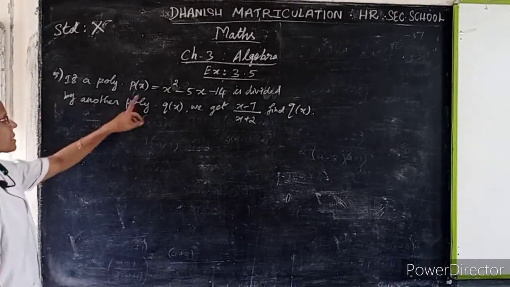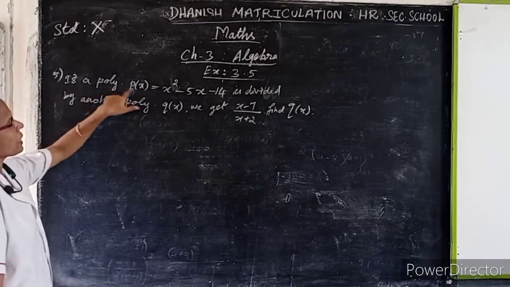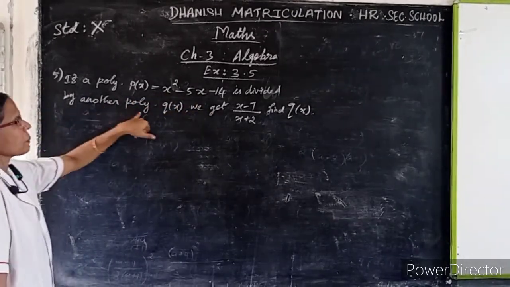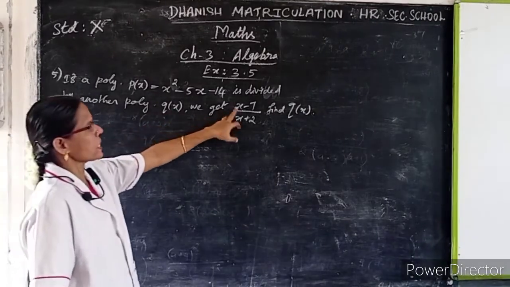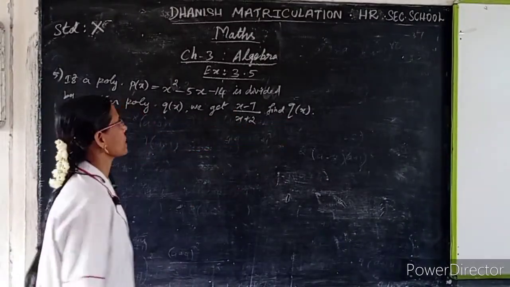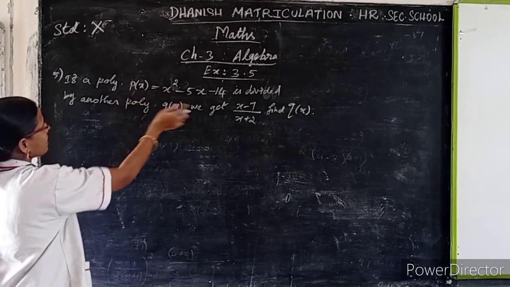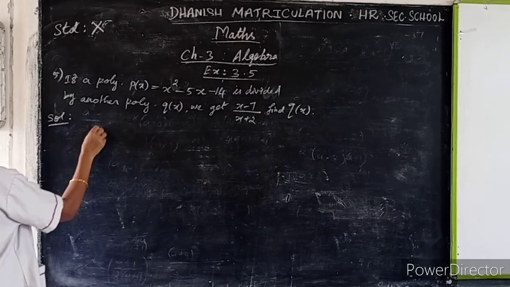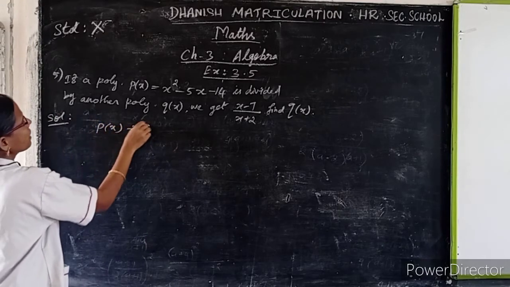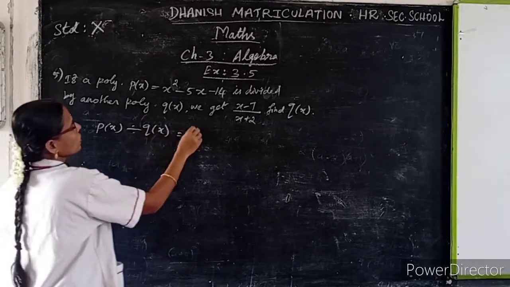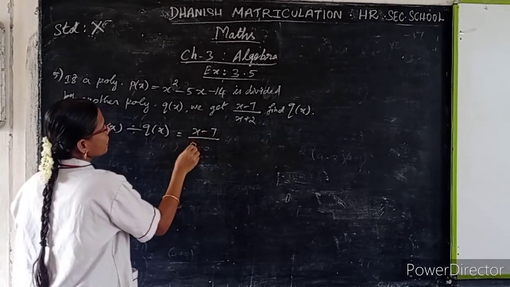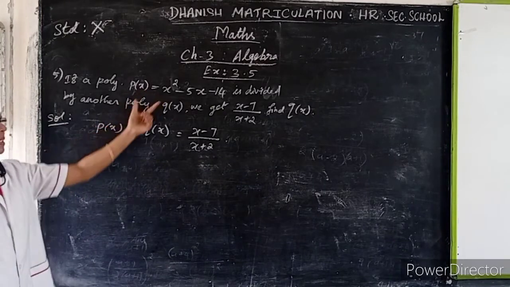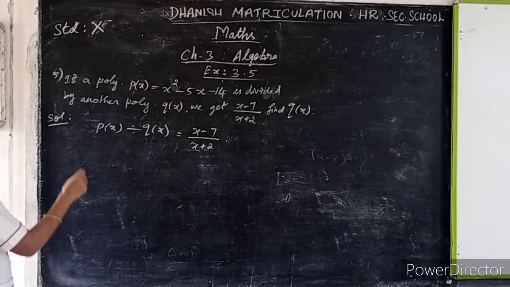Now exercise 3.5, fifth question. If a polynomial p of x, which is x square minus 5x minus 14, is divided by another polynomial q of x, we get (x minus 7) by (x plus 2). Find q of x. What is given? p of x divided by q of x is equal to (x minus 7) by (x plus 2). This is given. Among this, p of x is given. Q of x only we want to find.